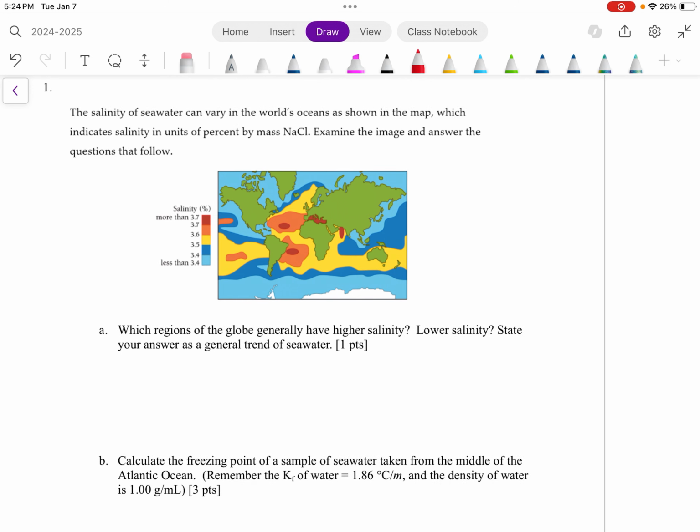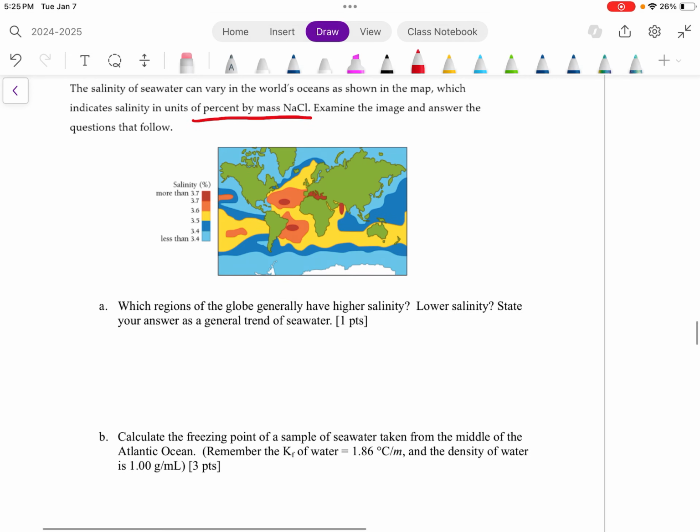So the first question is talking about the salinity concentration of the ocean. And the key parts here are you're always looking for clues in the question. Percent by mass of salt. So that was the key for this question. So the first part, can you make a general statement about where there's higher salinity versus lower salinity?